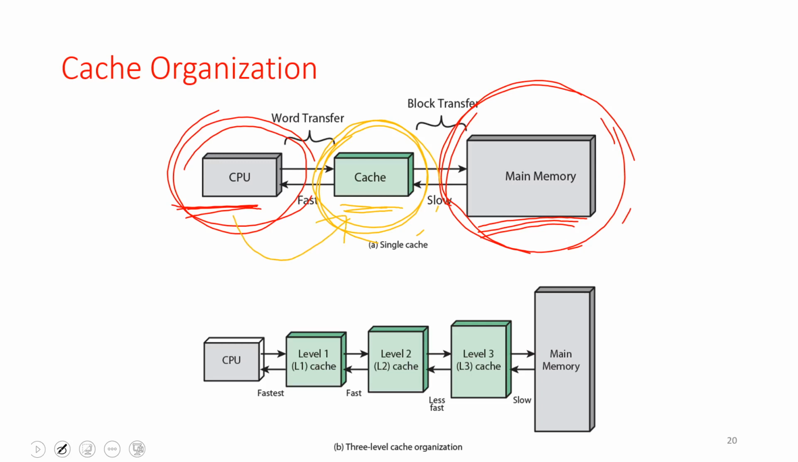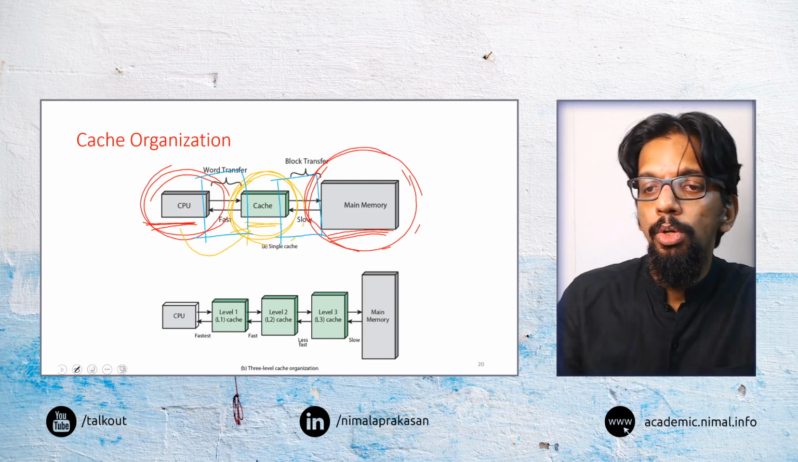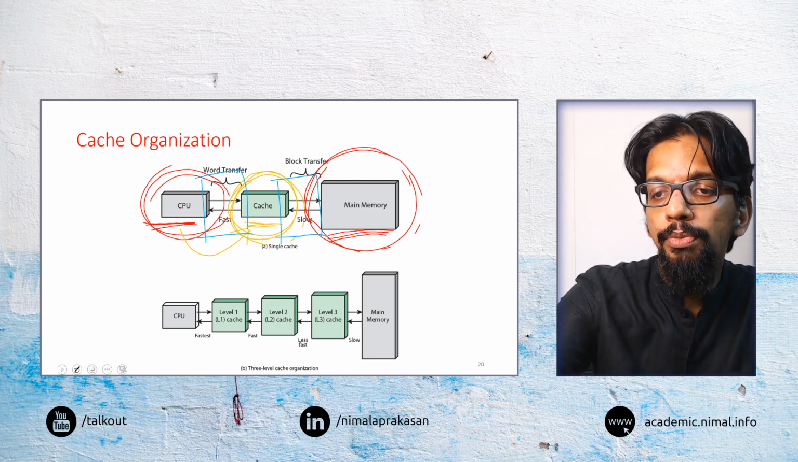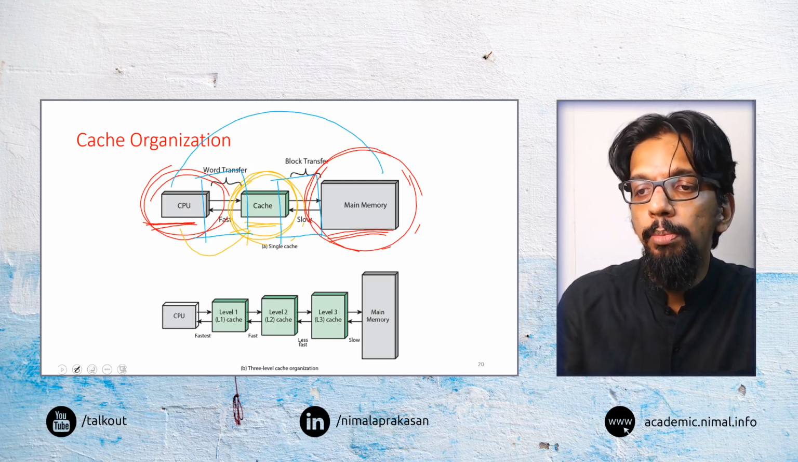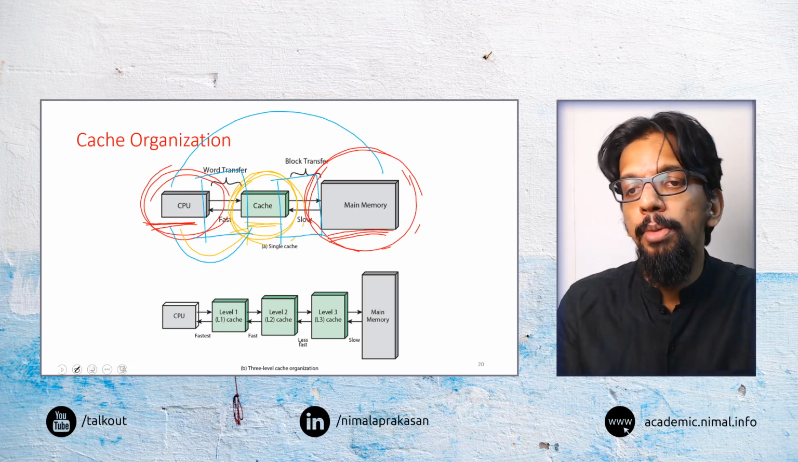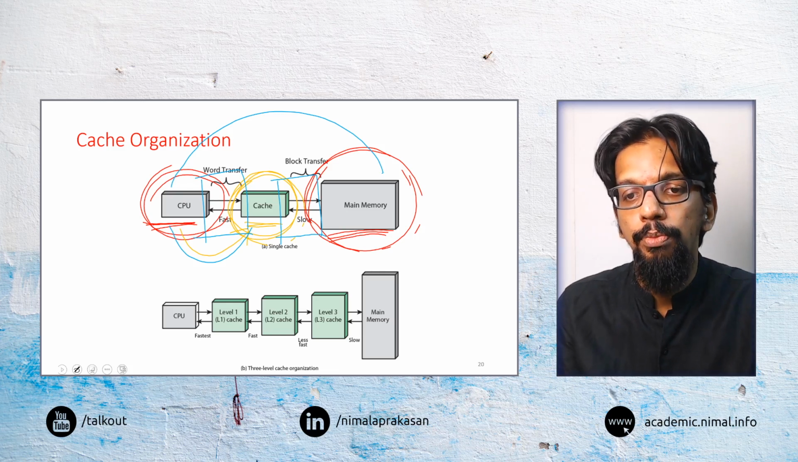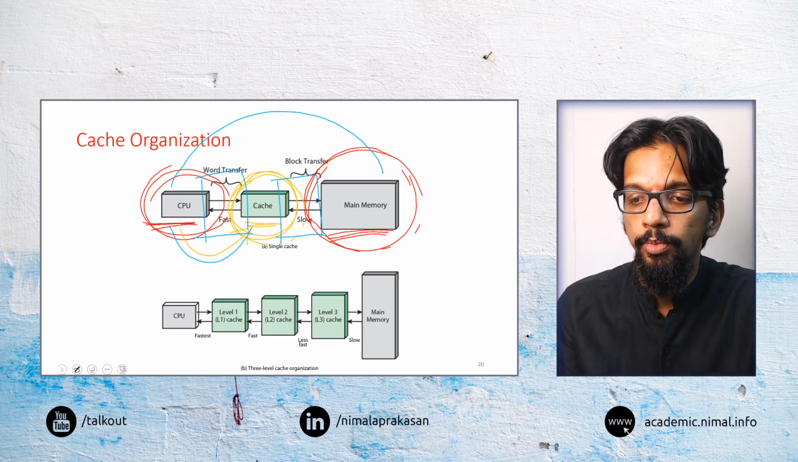So what we will have here is that the data transfer between the main memory and the cache memory is going to be slower, whereas the data transfer between the cache memory and the CPU is going to be much faster. So by using a much faster cache memory in between the CPU and main memory, we are making that memory transfer much faster from the CPU's point of view.